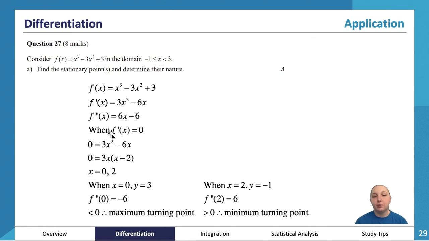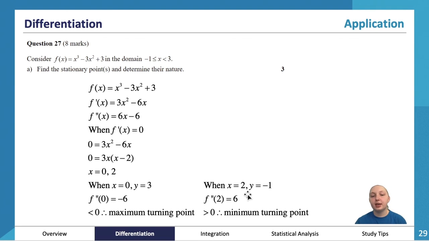So to find our stationary points, we make our first derivative equal 0. So we get 0 = 3x^2 - 6x. Then we solve that, and your stationary points are x = 0 and x = 2. First, when x = 0, our y point, which we found by putting back into the original, is going to be equal to 3. And at that point, f''(0) is equal to -6. Because it's less than 0, this is therefore going to be a maximum stationary point or maximum turning point.